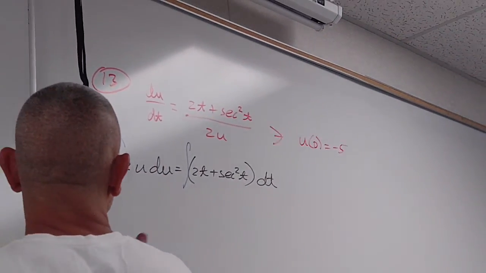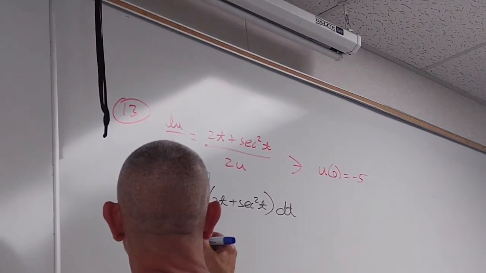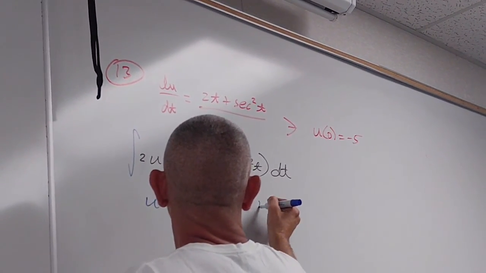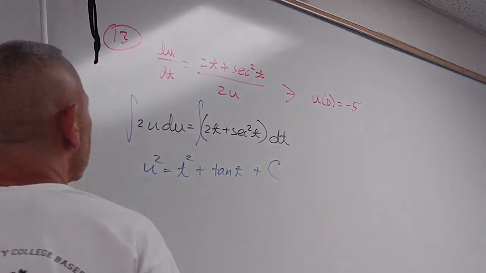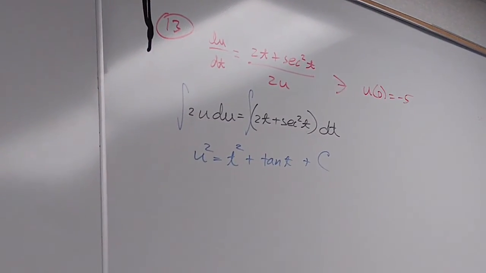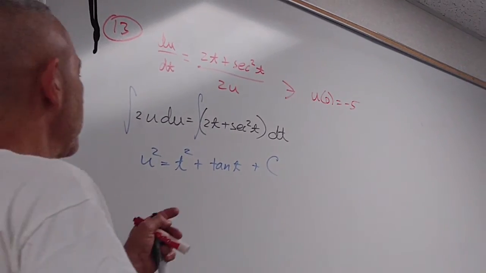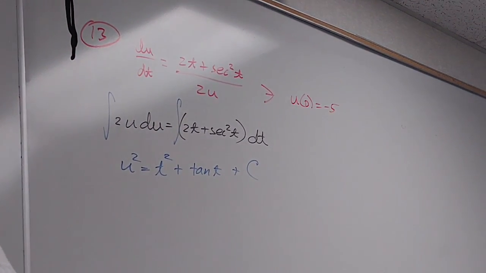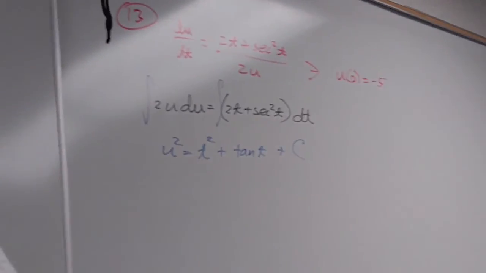So u squared equals t squared plus tan t plus an arbitrary constant. Does it matter where to put the constant? Could you put u squared plus c? Yeah, sure, because if you don't like this constant here, I'll just subtract it over and write it there. All right, so I need to divide by u if I can.